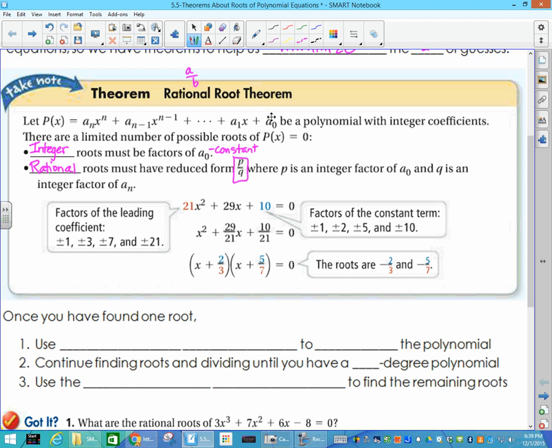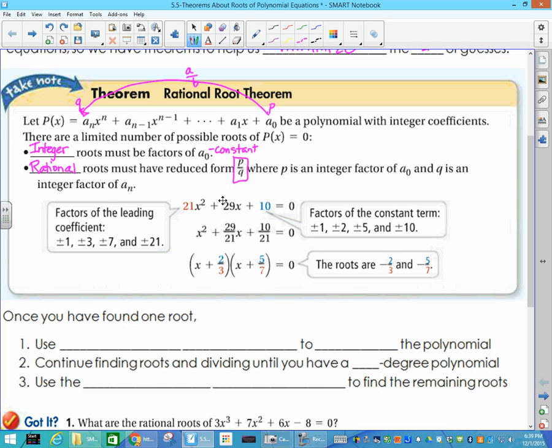You're going to take this, your constant term, but remember this visual: you're taking this and putting it over the factors of that one. The factors of this are your p. The factors of this are your q. So here is an example.